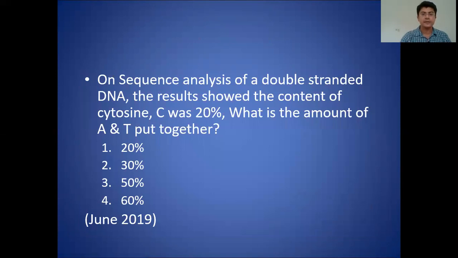Another question is there, which is based on Chargaff's rule, where C is found to be 20%, and you have to find out the A and T put together. So here C is 20%. So similarly, G would be 20%. 20 plus 20 will be 40%, and the A and T put together will contribute to 60%. So 60% is the correct answer, which is based on the Chargaff's rule.